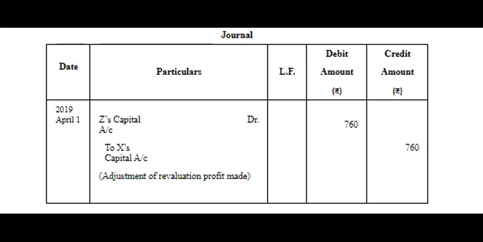Now we need to pass the journal entry. This is the journal entry. Date, particulars, ledger folio, debit, credit, the format of the journal. Then 2019, 1st April. Z should be debited by 760. So Z's capital account debit to X's capital account, 760, 760. Adjustment of revaluation profit made. Here there is no role for Y, as Y is not gaining any profit and Y is not losing any profit. Adjustment is between Z and X. Okay. Hope it is clear.